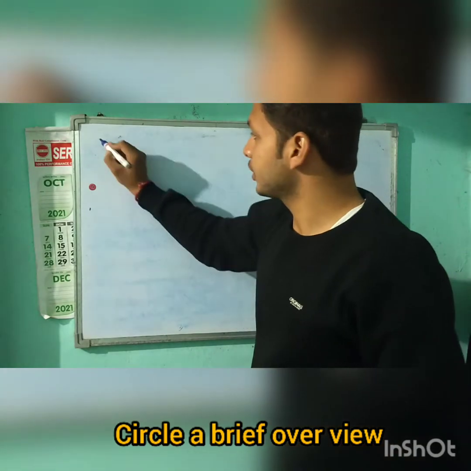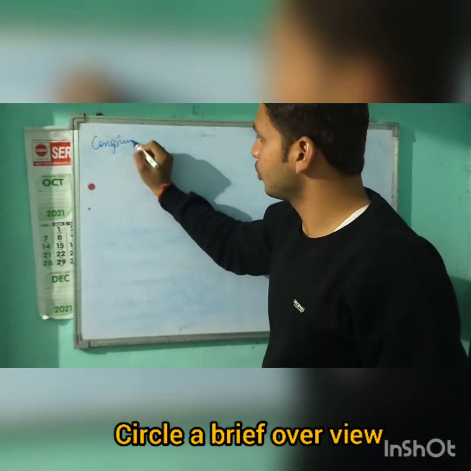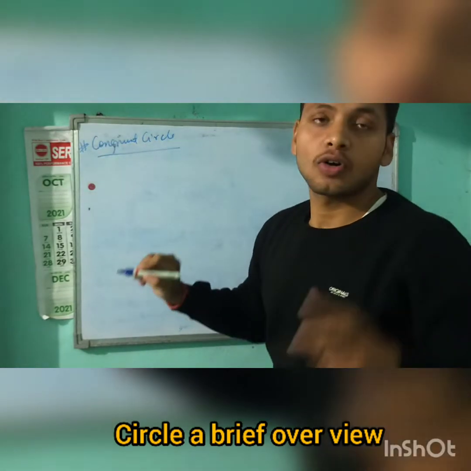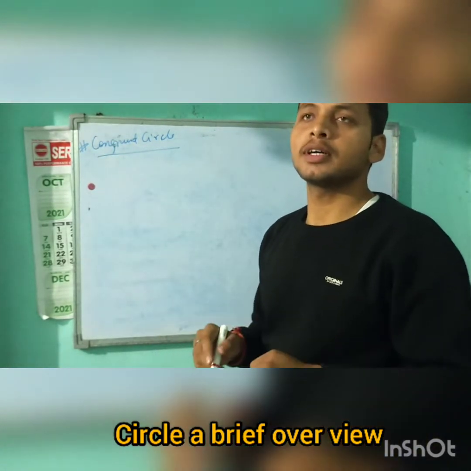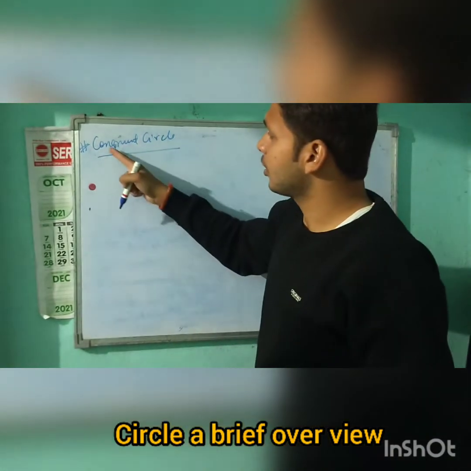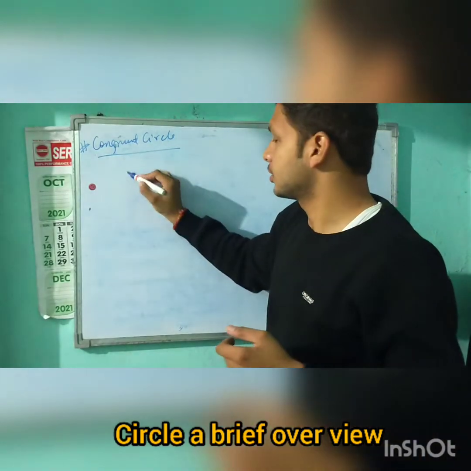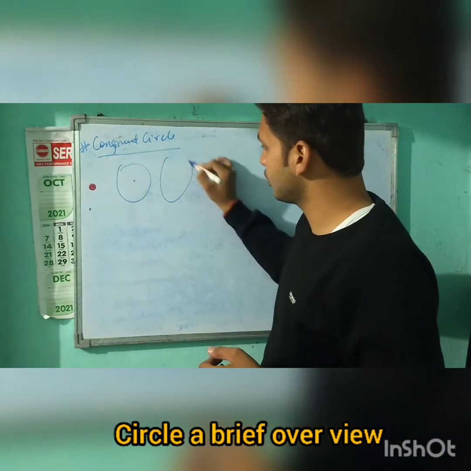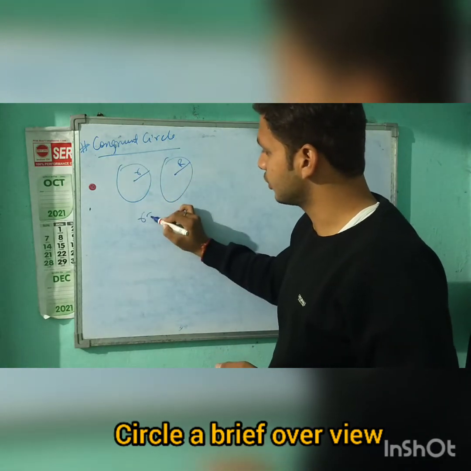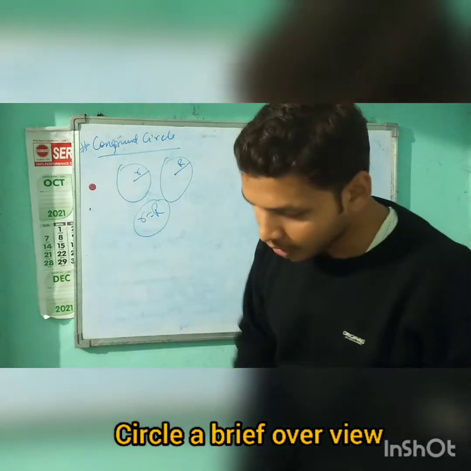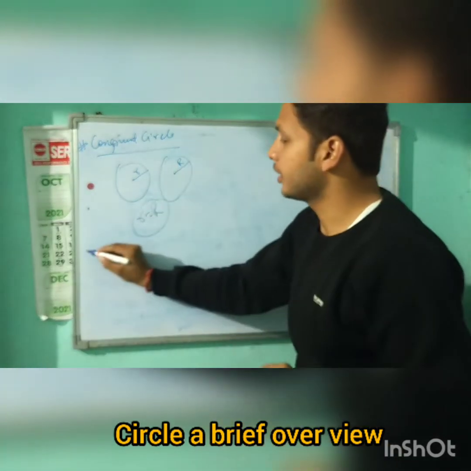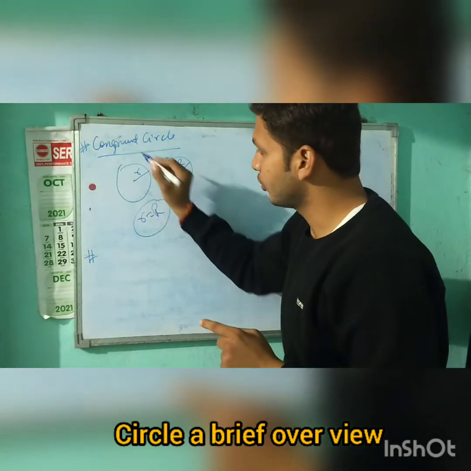See, one more important thing is congruent circles. So what is a congruent circle? Sorry, congruent circles means circles that have the same radius. See, this is congruent to this. It means here small r is equal to capital R. If r is equal to R, then it is congruent.